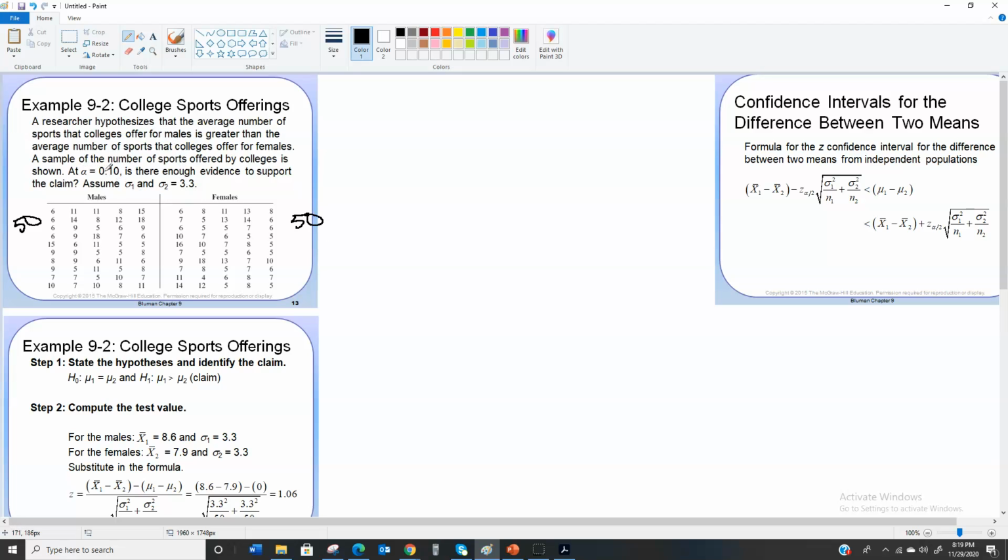So in this case, the alpha is 0.10, and they want to know, is there enough evidence to support the claim? And remember that the claim is that males is greater. The number of sports for males is greater.